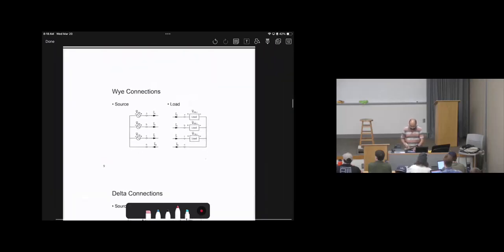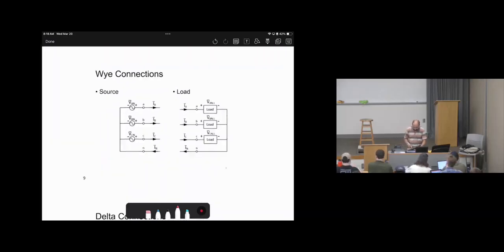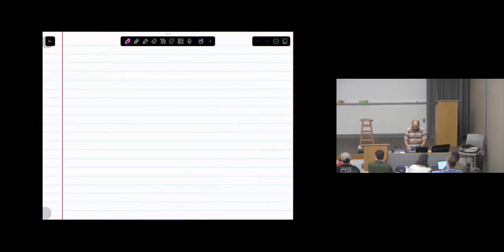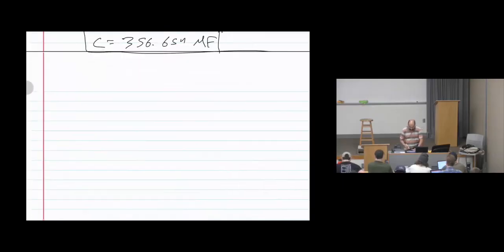Now before going to the other Y connection, I would like to give you an example about the three-phase analysis.